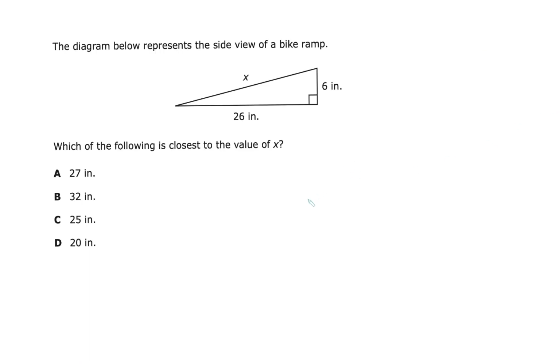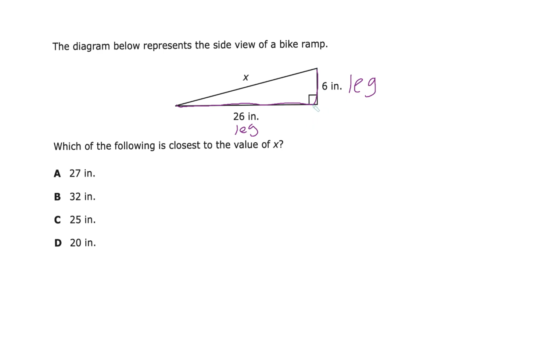Okay, let's try some word problems. The diagram below represents the side view of a bike ramp. So you have a bike ramp here. Which of the following is the closest to the value of x? So again, let's see if we can find our right angle. So here, this is our right angle. The 6 and the 26 are making our right angle. So these are your legs, leg and leg.